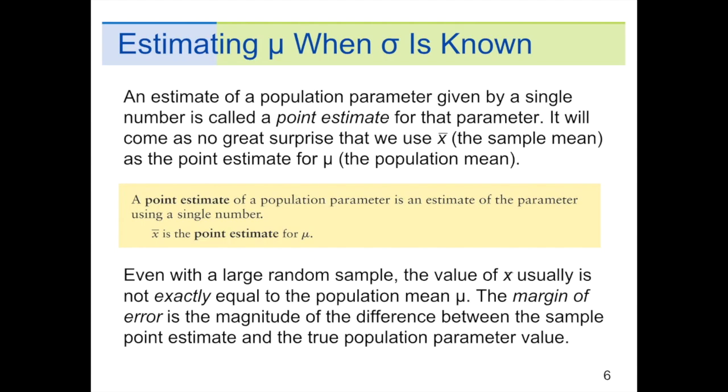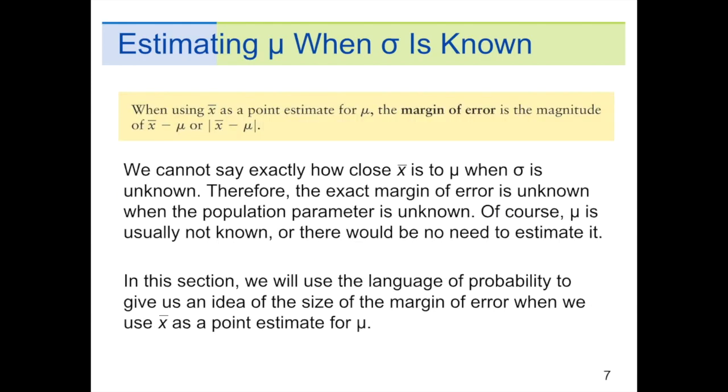Even with a large random sample, the value of x bar usually is not exactly equal to the population mean mu. The margin of error is the magnitude of the difference between the sample point estimate and the true population parameter value. So the margin of error is just the difference between mu and x bar in this case. When using x bar as a point estimate for mu, the margin of error is the magnitude of x bar minus mu, or the absolute value of x bar minus mu.